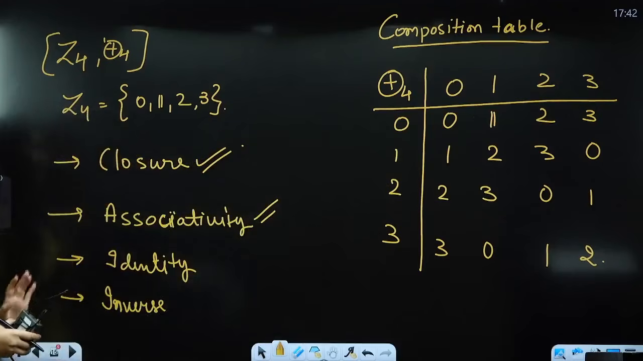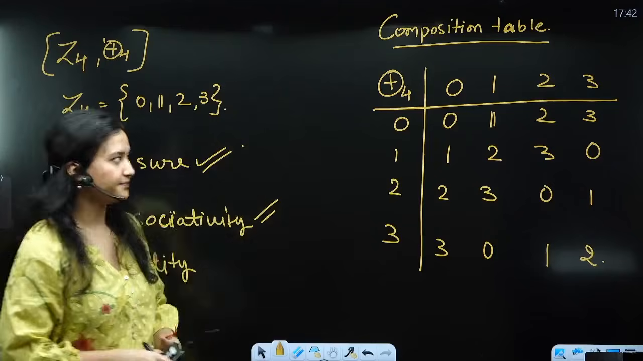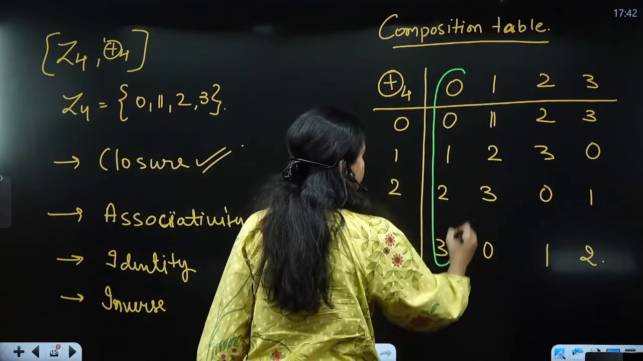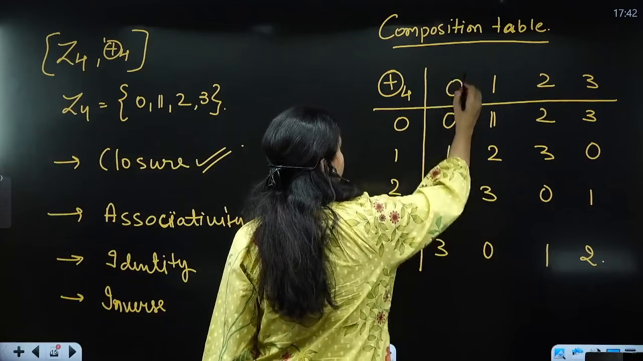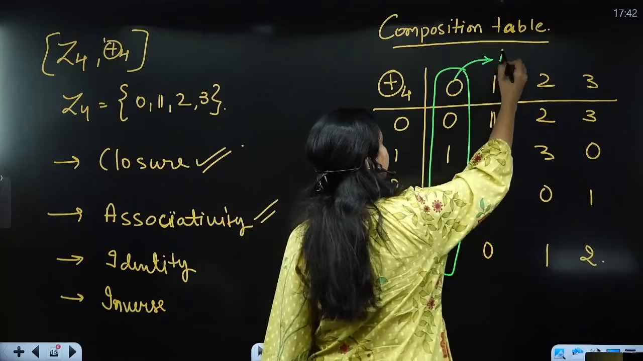Then you have identity element. What is that one element with respect to which you are getting the element back again? That is going to be 0, right? So this is going to be your identity element.